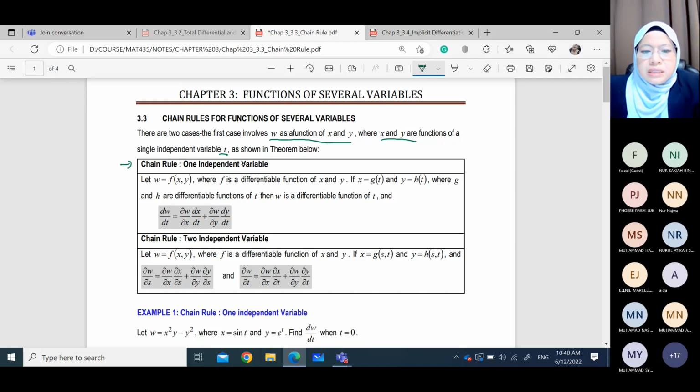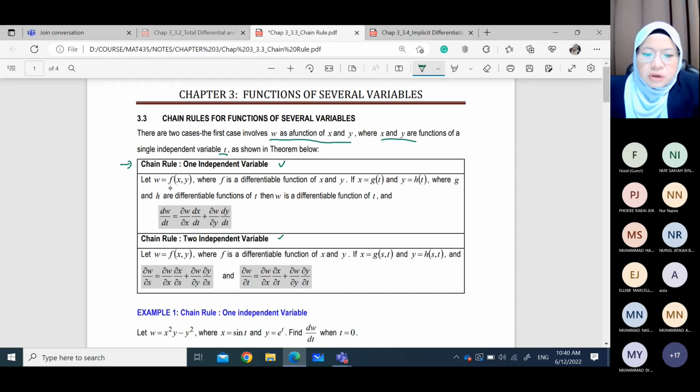Okay, so in chain rule we have two types. There is one independent variable and the other one is two independent variables. The meaning of one independent variable is that all the functions depend on one variable. Okay, right. So look at this note.